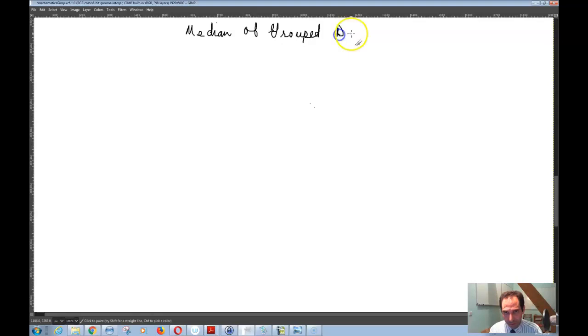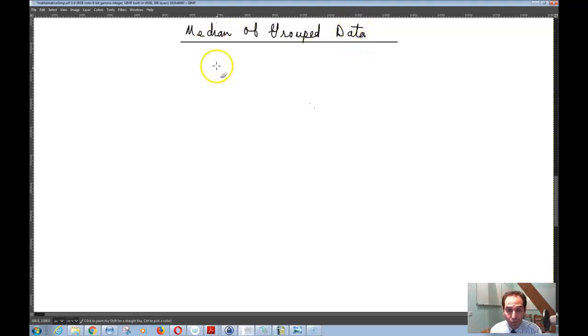Okay, so the next thing that we have here is the median of group data, and basically to calculate the median of group data, let's see first the median of group data.